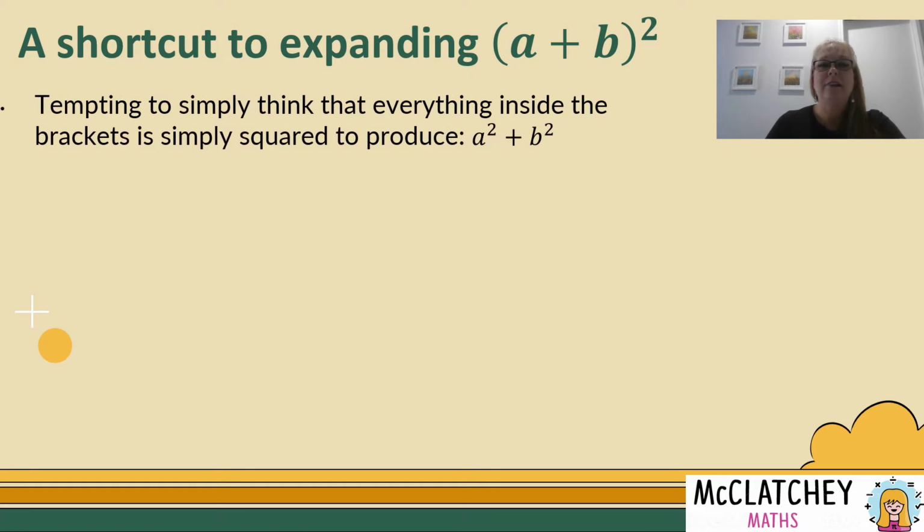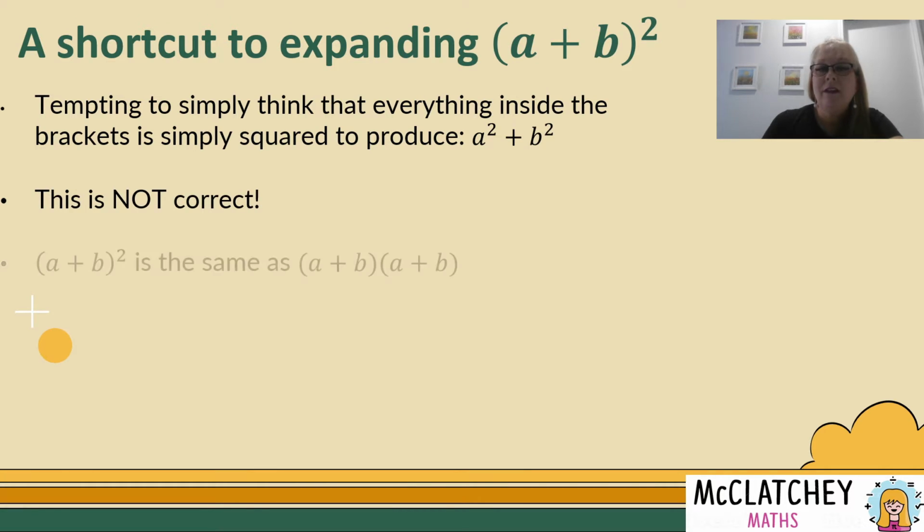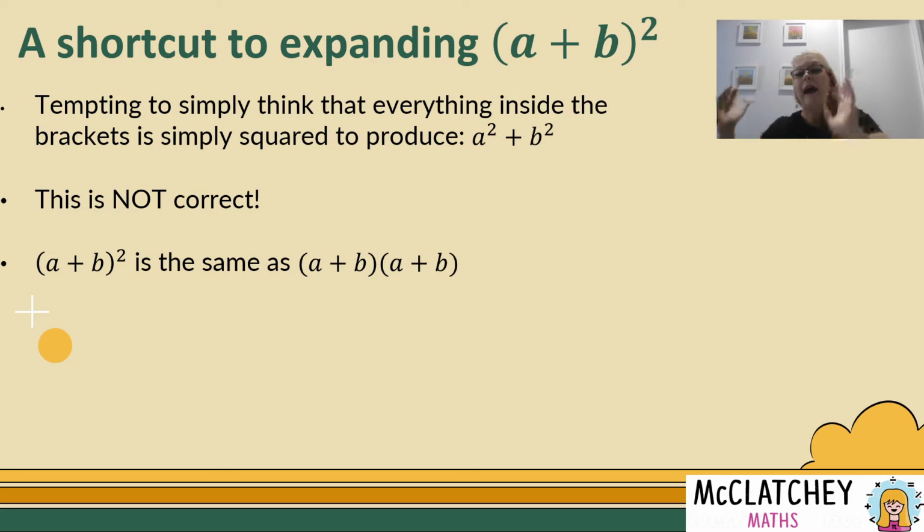Now, firstly, it is very tempting to think that the answer is going to be a squared plus b squared. Square the first term, square the second term. And this is a common mistake that people make. However, it is not correct. The reason it's not correct is that (a + b)^2 is the same as (a + b) in one set of brackets, (a + b) in a second set of brackets. It's basically being multiplied by itself.